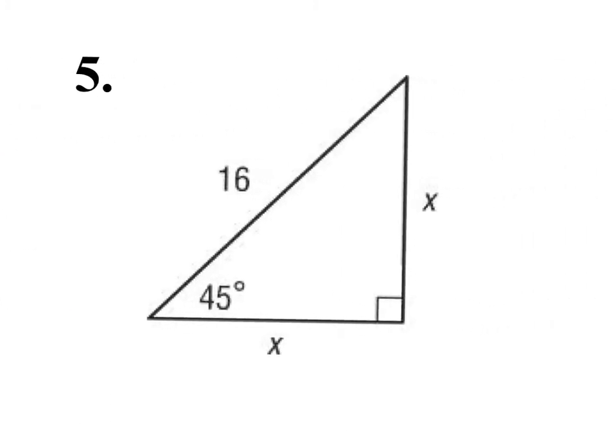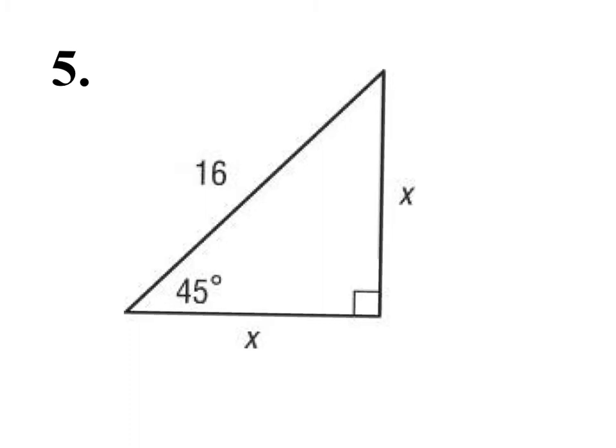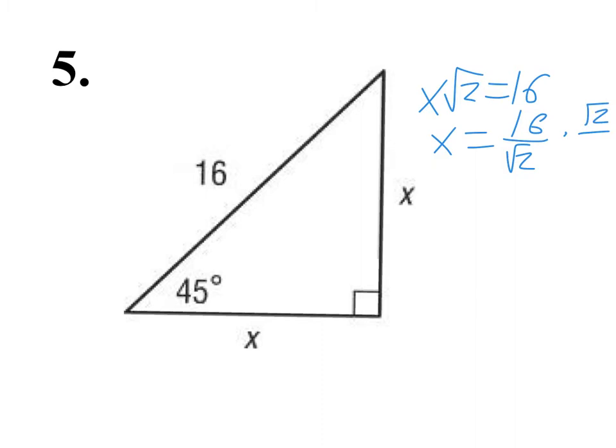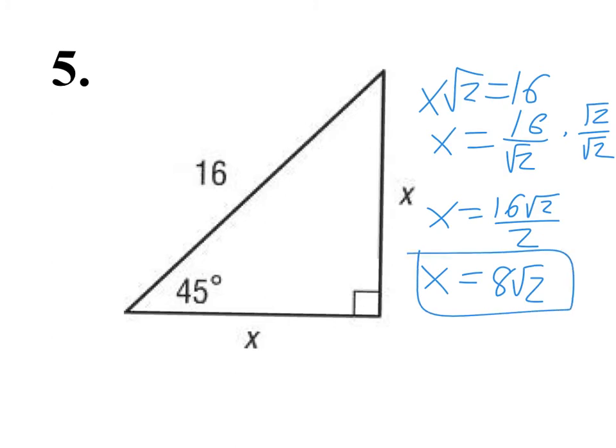Number 5, just like in number 4, we know the hypotenuse of 16. So x root 2 is equal to 16. Divide both sides by square root of 2. We get 16 over square root of 2, which we want to rationalize. So we're going to multiply by that special kind of 1. x is equal to 16 root 2 over 2, which simplifies down to 8 root 2. Last one.